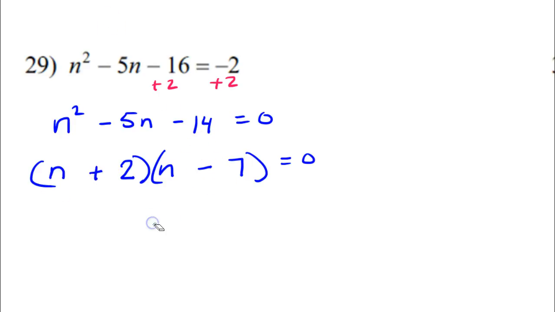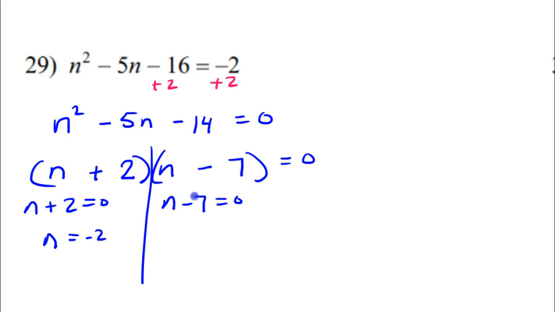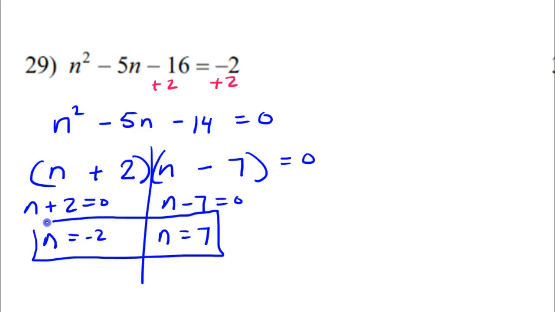So there, I've just factored it, but we won't stop here. We have to find out what n equals. So we will do our zero product property. If I set n plus 2 equals 0, I'm going to get n equals -2. If I set n minus 7 equals 0, I'm going to get n equals +7. So here are my two solutions for number 29. The important thing is to not just factor and stop. Alright, we're solving now.